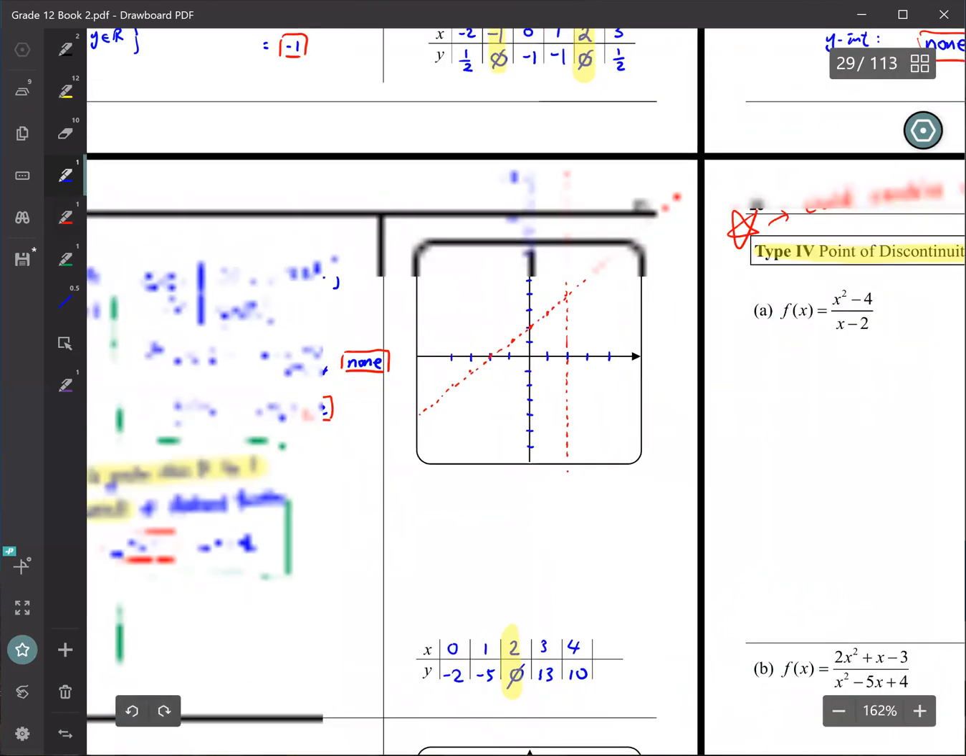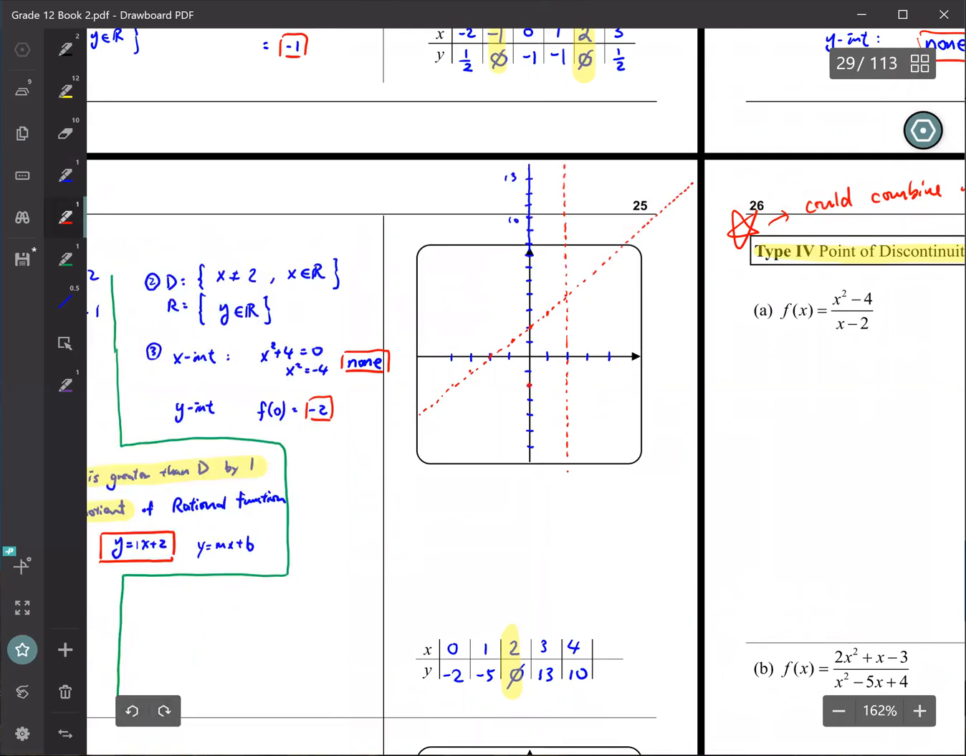We have 0, -2. 0, -2 is down here. 1, -5. 1, 2, 3, 4, 5. Right? 3 and 13. So 3 all the way up there, 13. 4 is 10. So about here. Okay, can you raise your hand if you got all the asymptotes and the points? And then we'll draw the curve together, okay? Once everybody got the points.